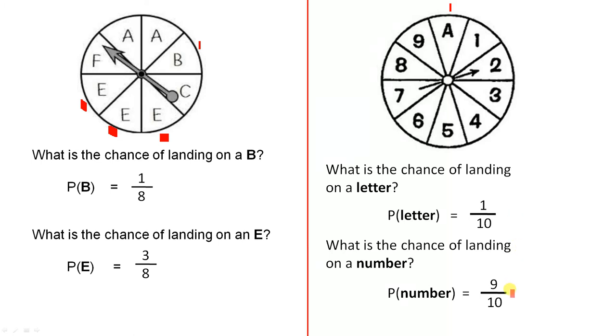So you can see the probability of landing on a number is much greater than the probability of landing on a letter, so the probabilities are not equal.